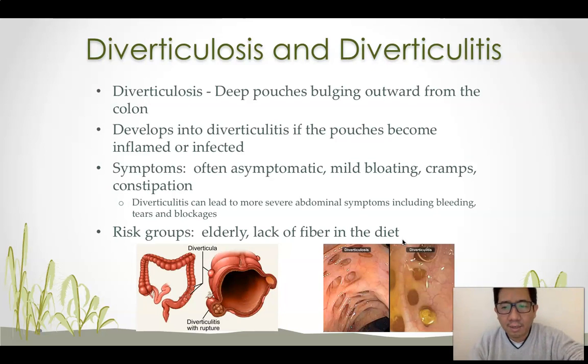Next one is diverticulosis and diverticulitis. Losis is a condition. Itis is inflammation. Okay. Losis does not have any symptoms. Often asymptomatic, no symptoms. Okay. Itis, if you have itis, you have infection, you have inflammation, so therefore you will have symptoms. You will have bloating, you have cramping, constipation, you could have pain. Okay, you could have pain.